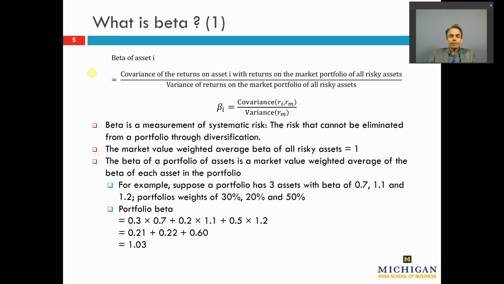So as a simple example, if you had 3 assets with a beta of 0.7, 1.1 and 1.2 and portfolio weights of 30%, 20% and 50%, you would have the portfolio beta of 1.03 that you can see on the screen, which is a weighted average of the individual beta estimates, and the weights are on a relative basis how much money you have invested in each of those assets.